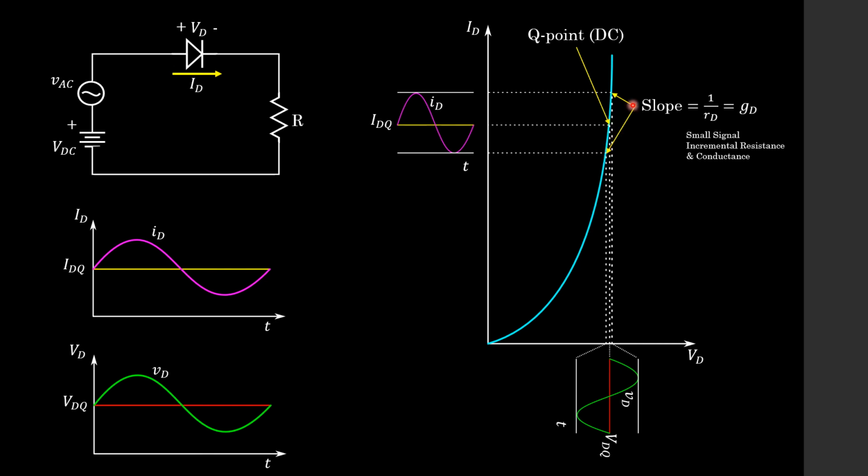And because we are just looking at this little piece of the graph, students, you know that the slope of the graph represents some sort of a resistance. Yes, so the slope of the curve is 1 over small rd, which is known as the small signal incremental resistance. And we know that resistance and conductance are related, so small gd is our small signal incremental conductance. Now using this characteristic curve and circuit, we're going to go ahead and actually derive an AC model.